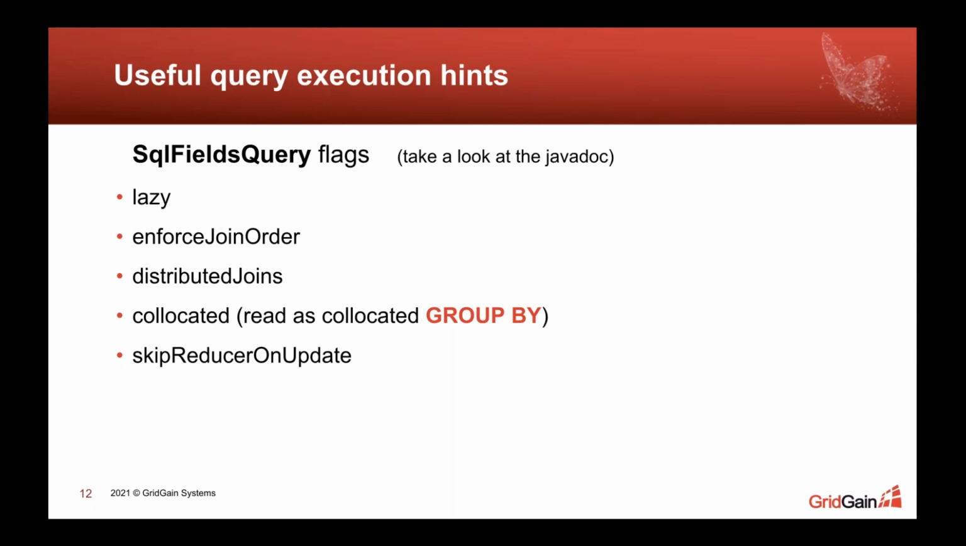Collocated flag. I always say that it should be called collocated group by. In general, it means that all data for aggregation is available locally, and it should be done locally. Skip reducer on update works for updates. It allows making in-place mutation calls on a mapper. So it could be useful in some cases. We'll need some of them later, so let's move on.